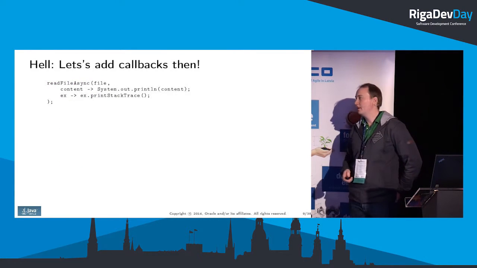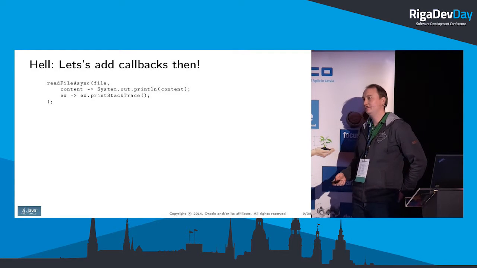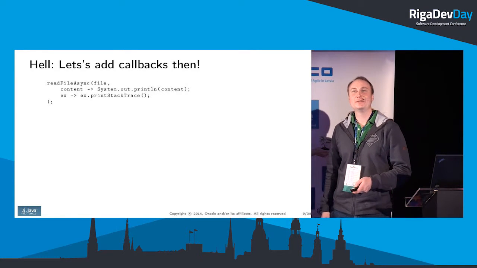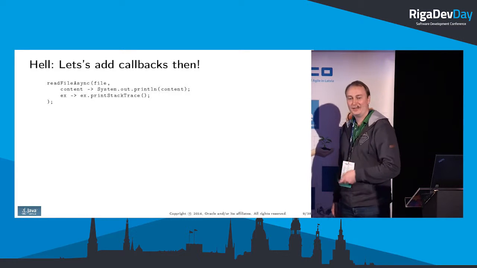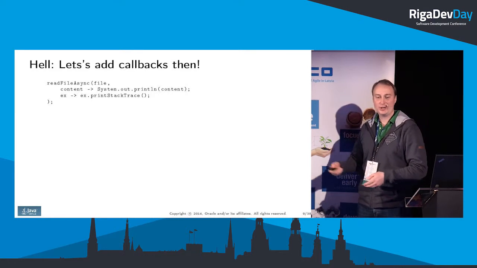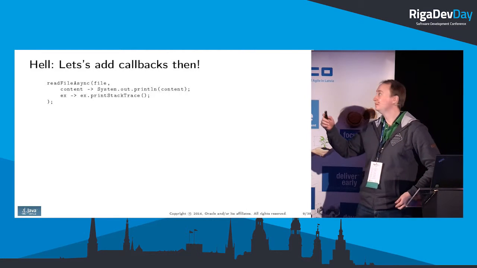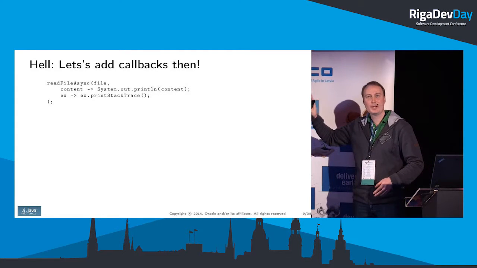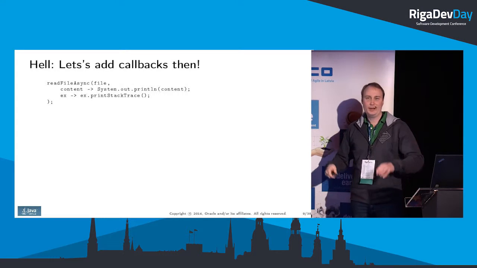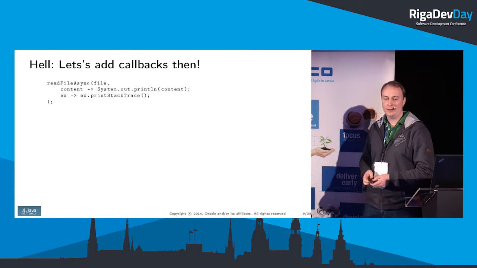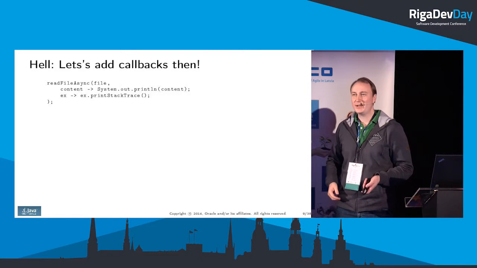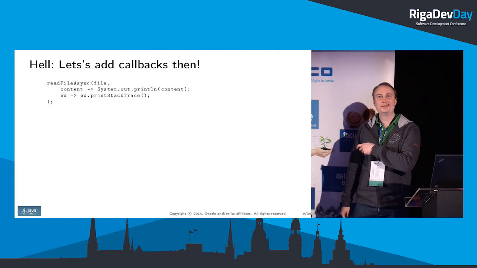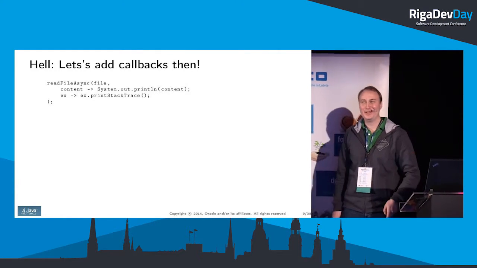Well, now we have lambdas, we have almost functional programming. Let's be mature, let's use callbacks. Create some function that processes success, one function for error handling, and pass them into some asynchronous routine. In this case, we are also reading a file. So is it good? No.